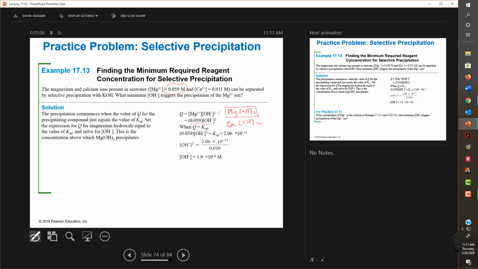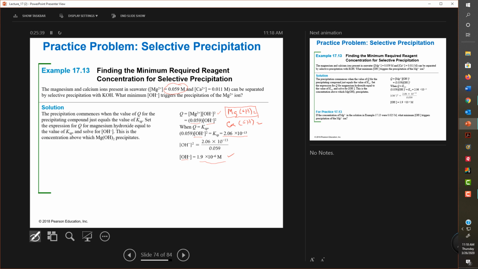So when Q equals KSP, the KSP for magnesium hydroxide is this. I don't know the minimum hydroxide concentration for saturation. That's what I need to find out. So I'm solving for the hydroxide ion, and I get 1.9 times 10 to the negative 6 molar. So to reach the saturation point, I have to add this amount of hydroxide ion to react with the magnesium ion to reach the solubility limit of magnesium hydroxide.